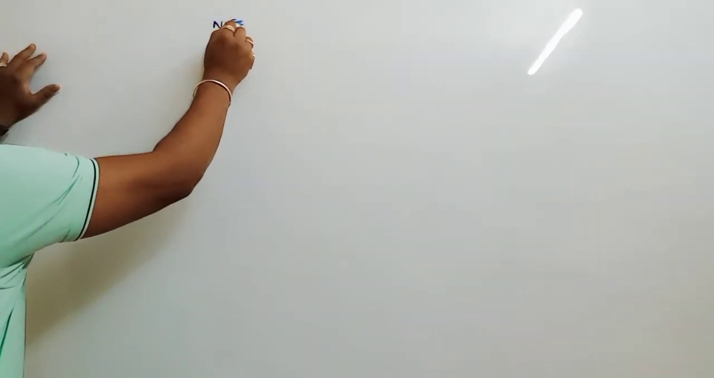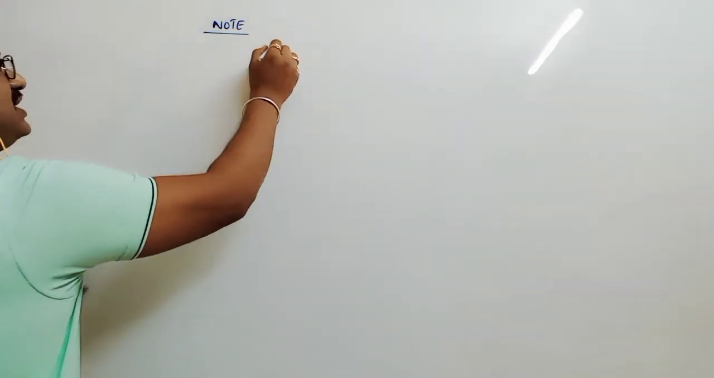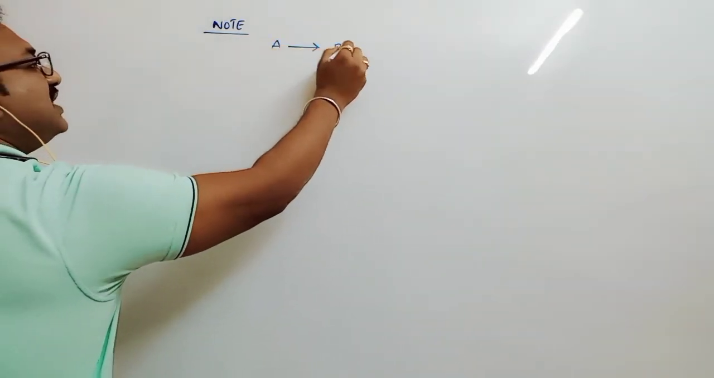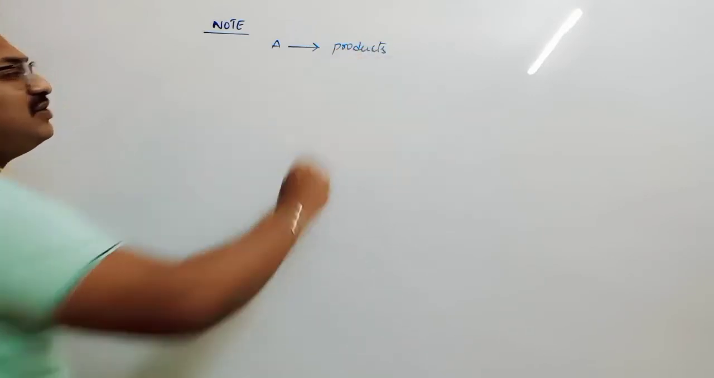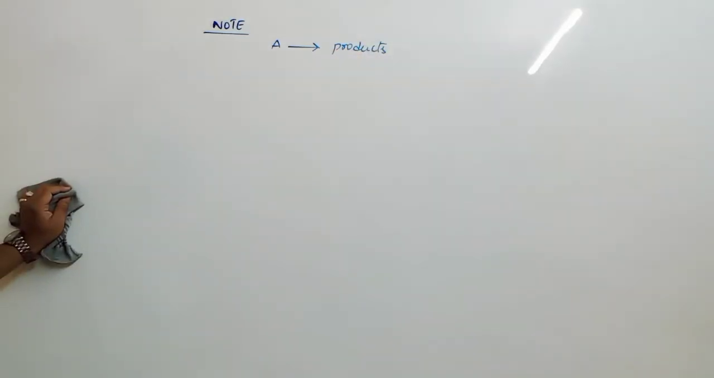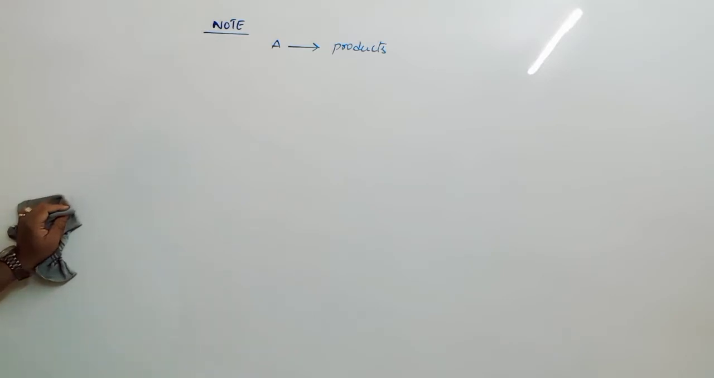Okay. Now, all of you go through one more important point. Just put a note. If two different time periods are given, okay? If you see the expression, you can understand. So don't worry. What I am taking here is A gives rise to products as usual. I have taken a first order reaction. It follows first order kinetics. A gives rise to products.